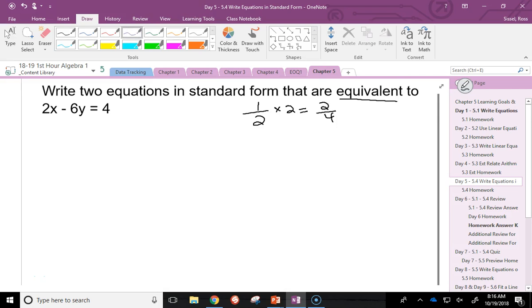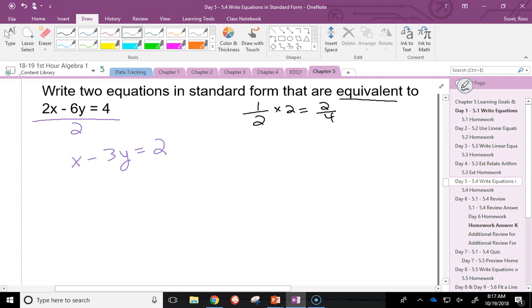My first thing is, I see the numbers 2, 6, and 4, and the first thing that goes off in my head is, they're all even. Can I divide each number by 2? Yes. If I divide this whole thing by 2, I'd be left with x minus 3y equals 2. There's one equation that is equivalent.